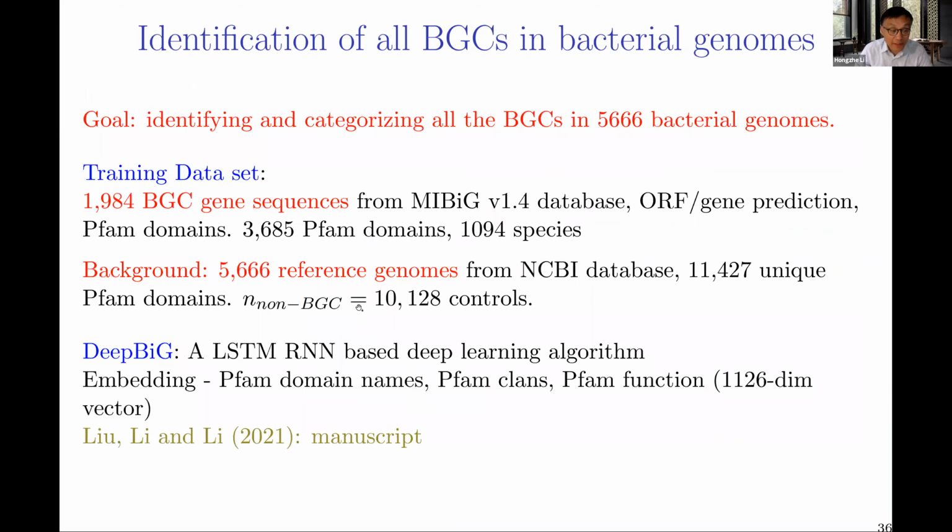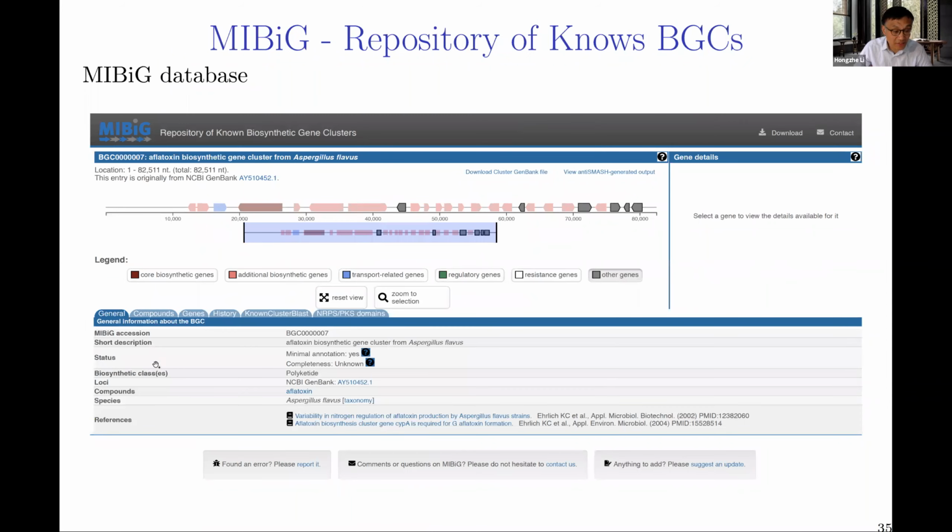So as I said, our goal is this: we now have about 6,000 bacterial genome sequences, complete genome sequences of about 6,000 bacteria. And our goal is to try to identify and characterize all the BGCs. Characterize means the BGCs can be classified into different biosynthetic classes.